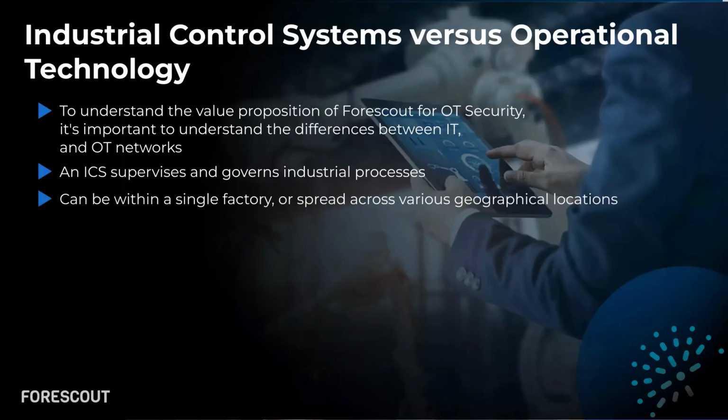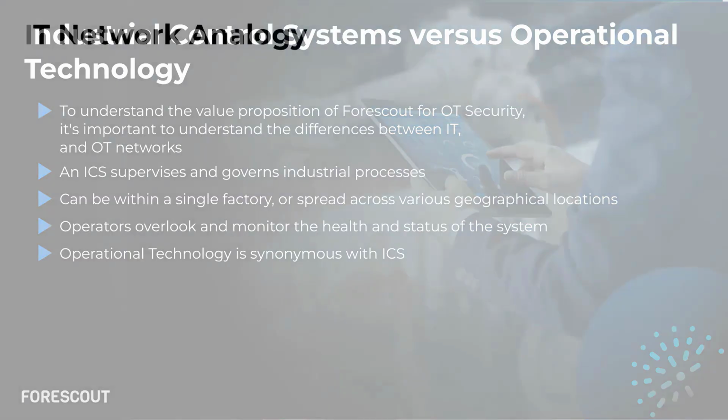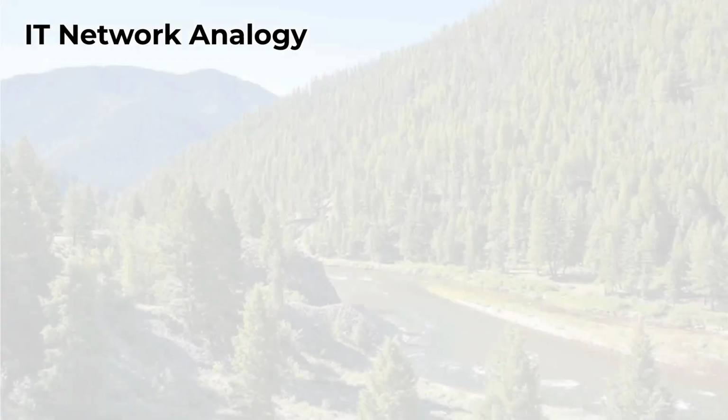An ICS network can be confined to a single factory or spread across various geographical locations. Different types of ICS possess varying degrees of autonomy, though they are typically overseen by human operators who can modify processes based on collected measurements and feedback. Next, we'll be discussing OT, or operational technology, a term synonymous with industrial control systems. Let's start by discussing the characteristics of an IT network.